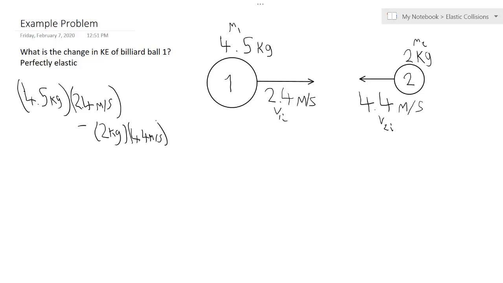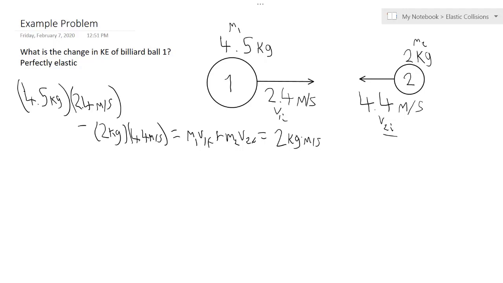And so the reason this is a minus is because, like I said, momentum is a vector. And so the 4.4 meters per second for our V2 initial is in the negative x direction. So it's going to be a negative velocity, negative momentum. And so that's going to be equal to our final momentum. And that's equal to 2 kilogram meters per second if you plug in the numbers.